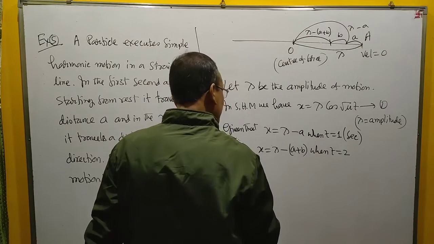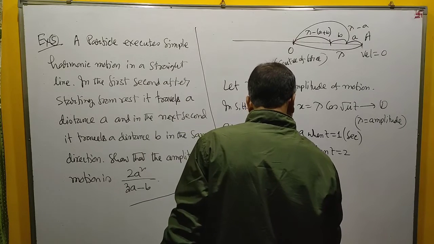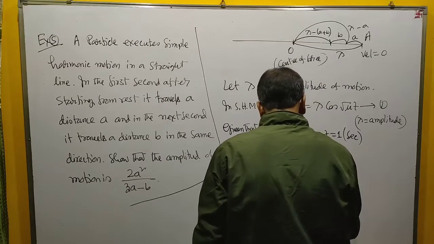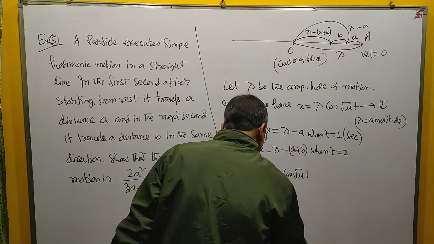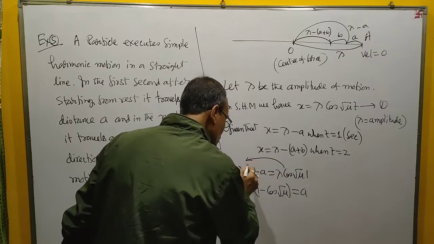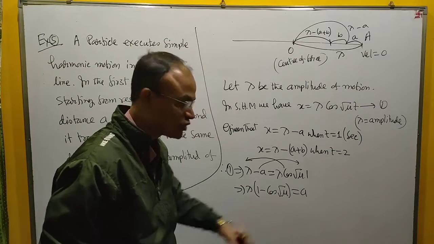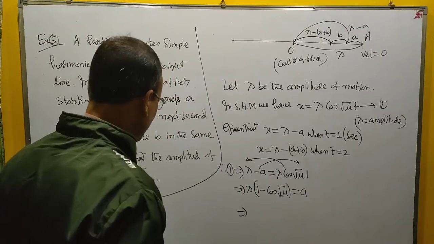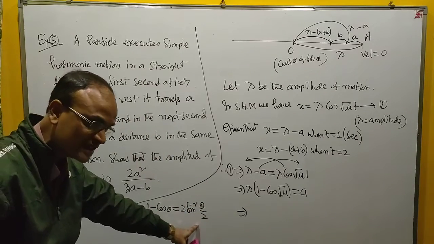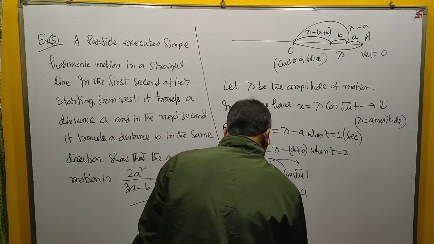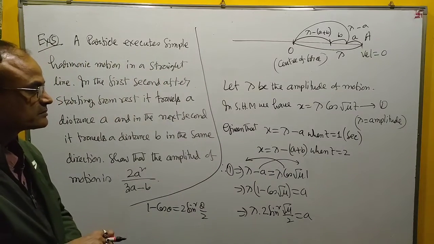Therefore from 1 we get x, which means we write lambda minus a equal to lambda cos root mu into 1. Means lambda into 1 minus cos root mu equal to a. Take this to the left hand side and this to the right hand side: a equals lambda minus lambda cos root mu. Lambda is common: 1 minus cos root mu. Now, 1 minus cos theta equal to twice sine square theta by 2, and 1 plus cos theta equal to twice cos square theta by 2, if you remember this. So lambda into twice sine square of theta by 2, meaning root mu divided by 2, equal to a.